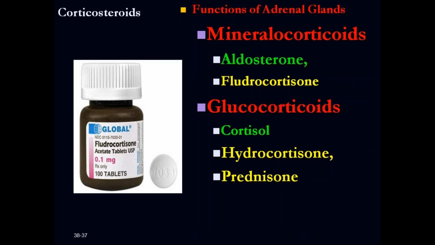The excess of cortisol. Imagine the adrenal gland. You have a tumor in the adrenal gland. This tumor is in the cortex. For some reason, it can produce excess of cortisol. That is called Cushing disease.